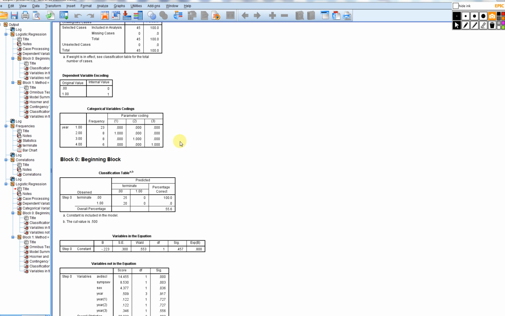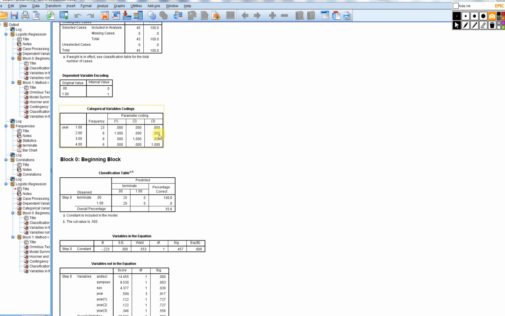And so in this case, you'll notice that it talks about the categorical variable coding. So these right here, we have essentially 1, 2, 3 dummy coded variables. And you can see that the freshmen, which were coded 1 on the original year variable, are assigned codes of 0, 0, 0 across the 3 dummy variables. The sophomores, which are coded 2 on the original year variable, are assigned codes of 1, 0, 0 across the 3 dummy variables.